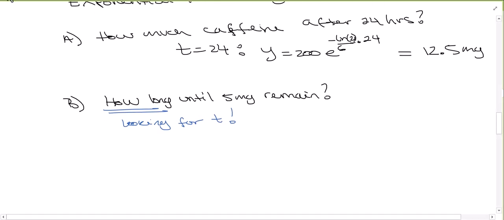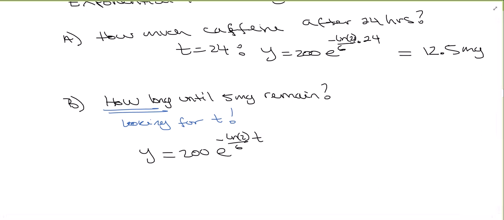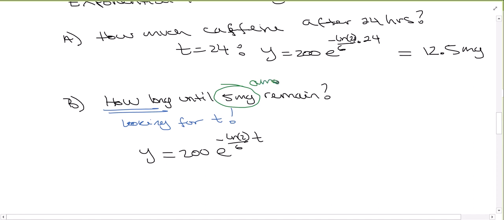So our equation for this particular problem is y equals 200 e to the negative ln 2 over 6 t. Now we're looking for t, so I have nothing to plug in there. That means 5 milligrams is an amount, so that's the y value. So y, which is 5 milligrams, equals 200 e to the negative ln 2 over 6 t, and I'm looking for t.